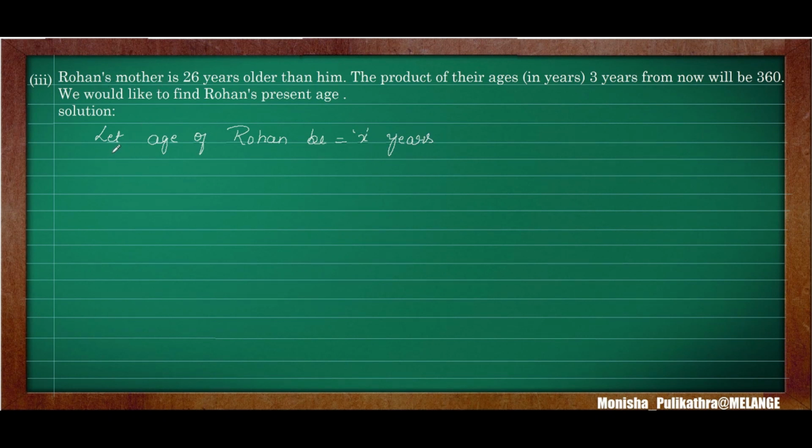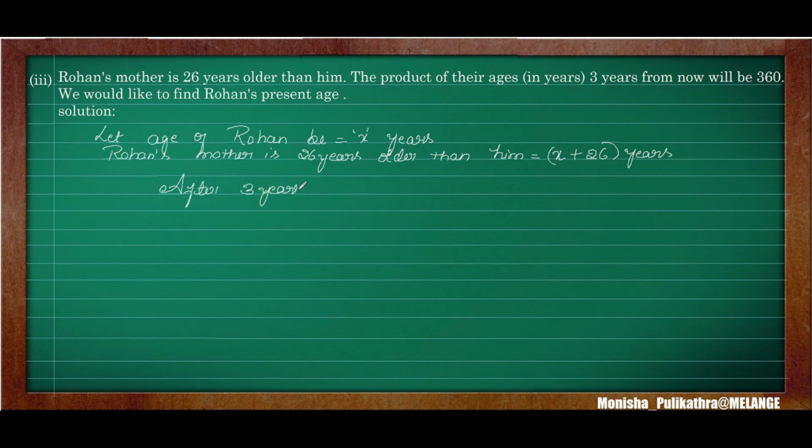Here Rohan's mother is 26 years older than him. Since Rohan's age is x, Rohan's mother's age is x plus 26. This is the age of Rohan's mother. Now the product of the ages in years, 3 years from now. 3 years from now means after 3 years.